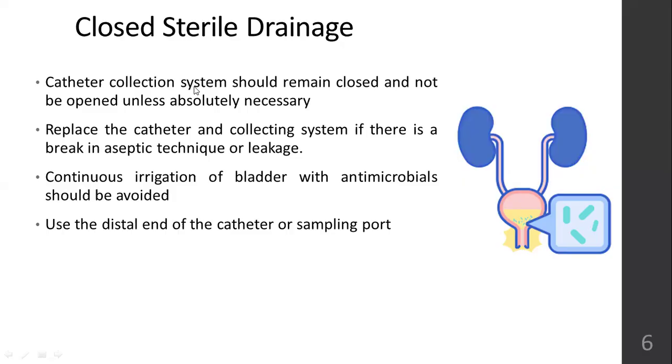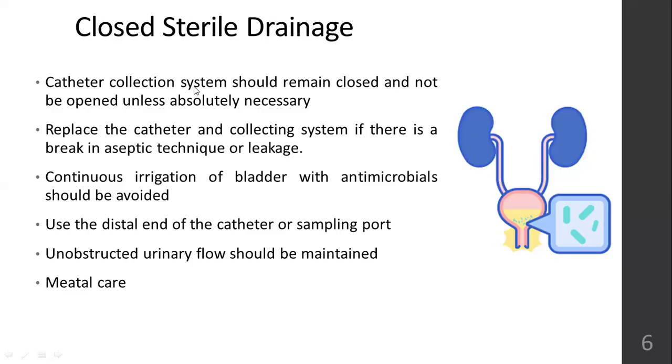Use distal end of the catheter or sampling port to collect the urine sample. The distal end, not the nearest point. Unobstructed urinary flow should be maintained always. If at all there is any obstruction in the drainage system of the catheter, immediately the drainage system has to be removed. It has to be replaced. No obstruction should be there.